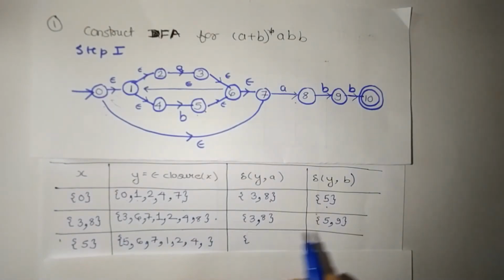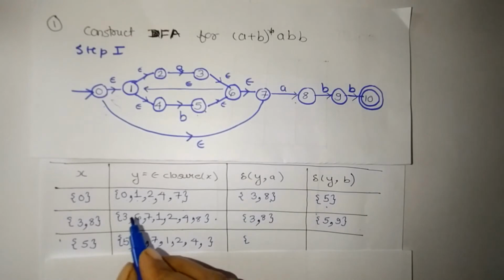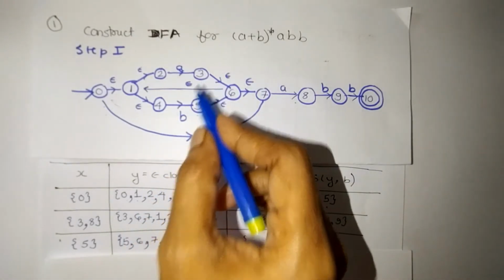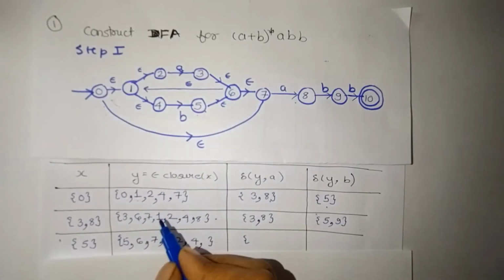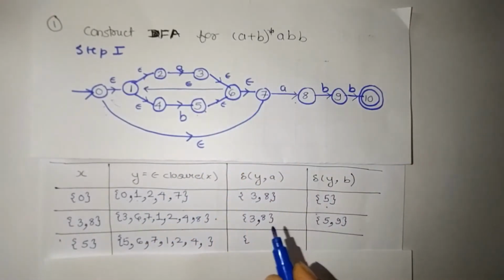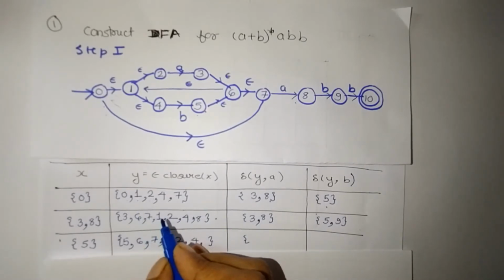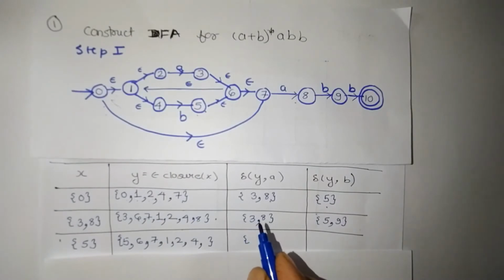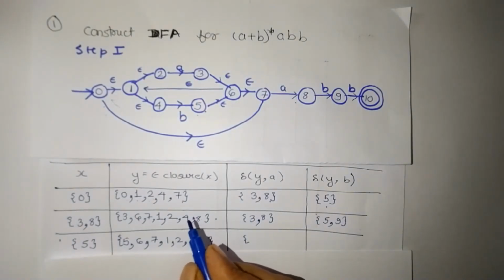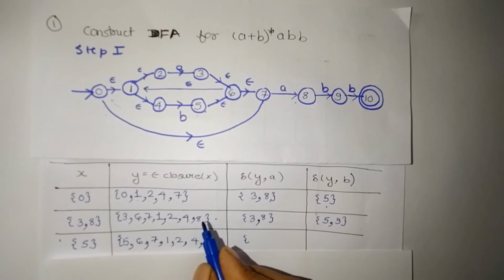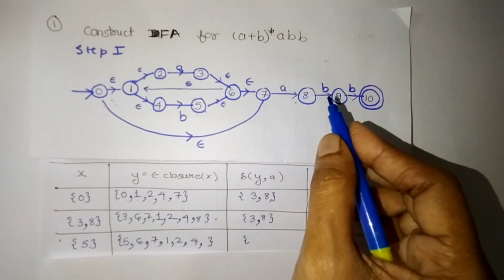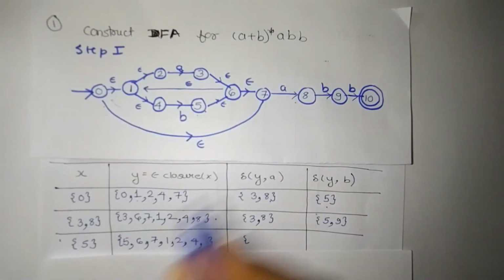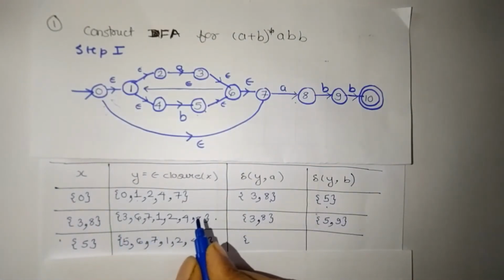After that, you have to find the transition on a from these states. From 3, is there any transition on a? No. From 6? No. From 7? Yes, we have 8, so I included 8. From 1? No. From 2? Yes, on 3, so we included 3. From 4? No. From 8? No. We have a transition on b but not on a. Then again we find the transition on b with the help of this epsilon closure.